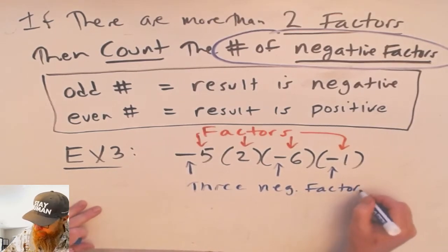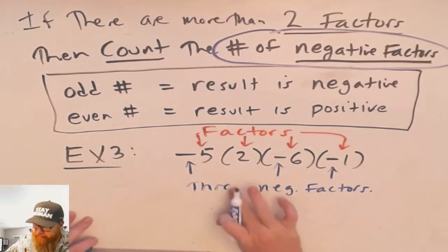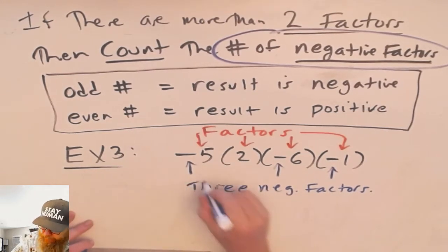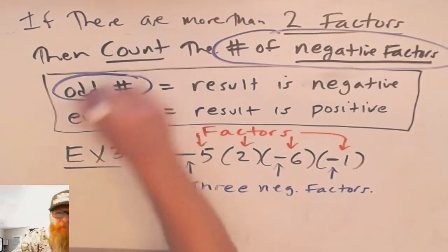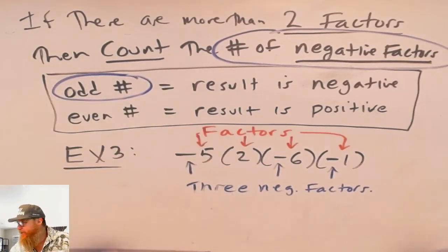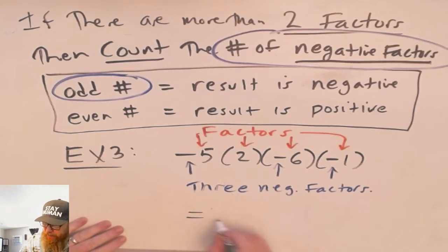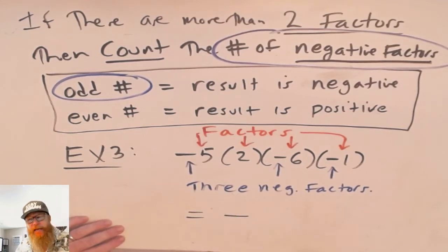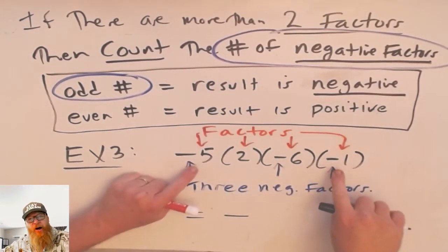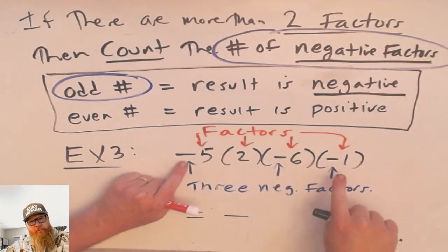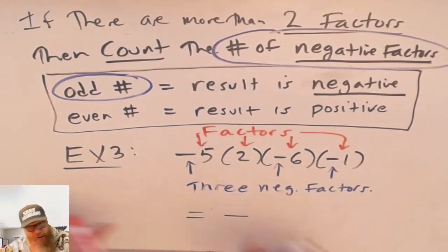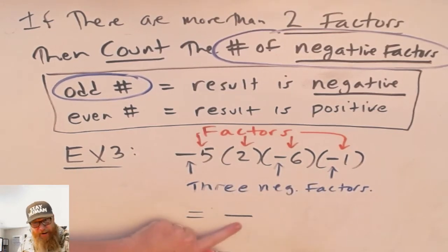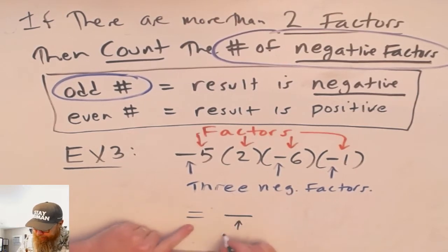There are 3 negative factors. So that's an odd number of factors. So the result I already know is going to be negative because there's an odd number of negative factors. All right, now let's do it. Once you've counted the negatives, you can just ignore them because you already know that your answer is going to be negative.